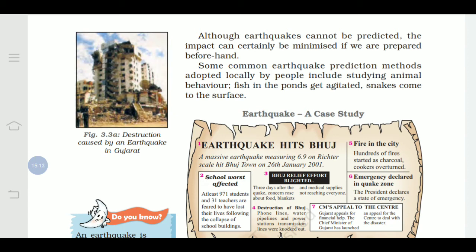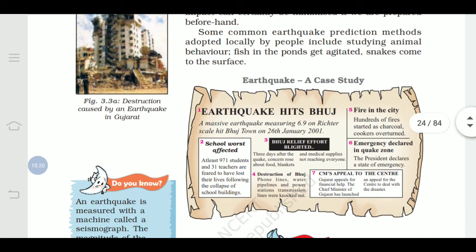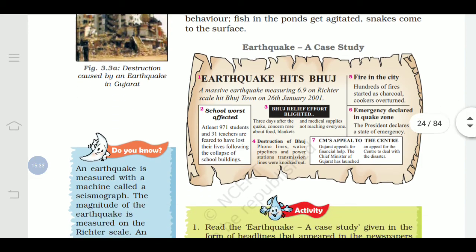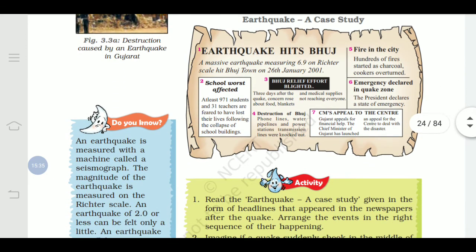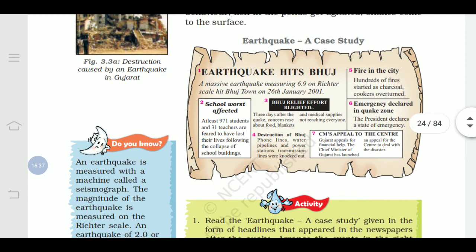Snakes also, because snakes generally live in burrows, feel the vibration and heat, and they also come out. So this is the common way to understand that an earthquake is going to come. Even the birds fly, though they are not living on the land, but birds can also sense the earthquake. A case study, you can see over here: earthquake hits Bhuj.